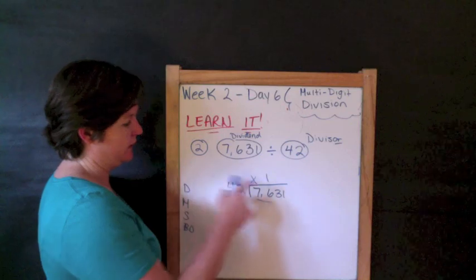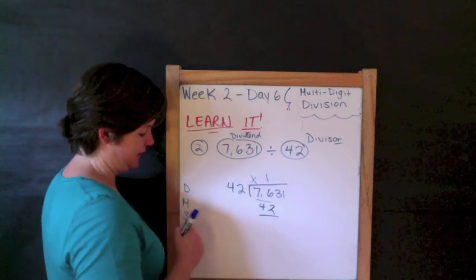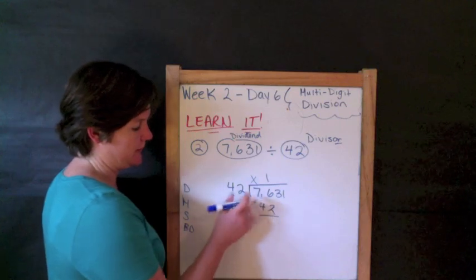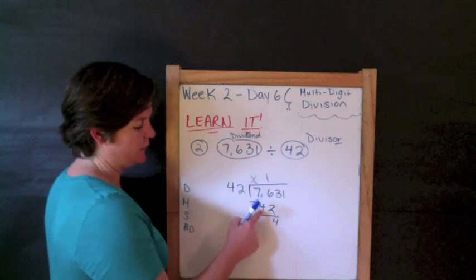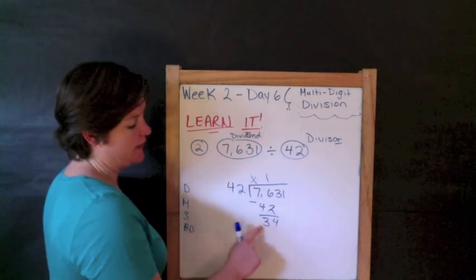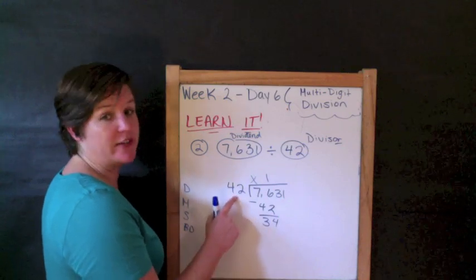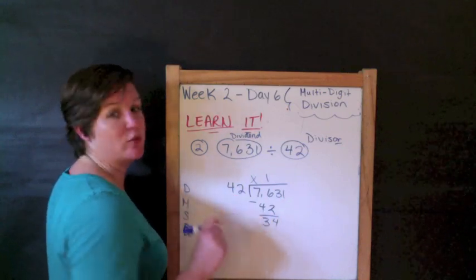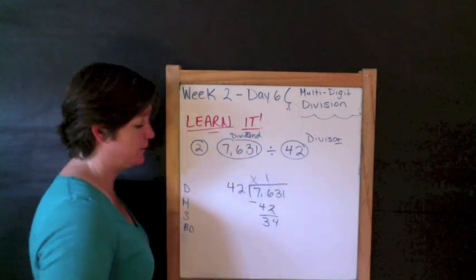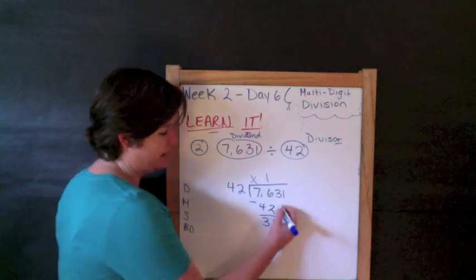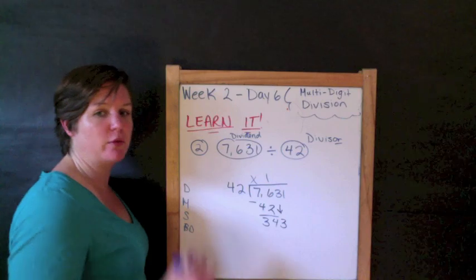Now I'm multiplying. 1 times 42 is 42. I subtract those two. 6 minus 2 is 4. 7 minus 4 is 3. And right here, my difference is 34, which is smaller than my divisor. As long as this is smaller, it means that you divided correctly. After I subtract, I bring down my next digit, which would be the 3. Bring that 3 down. Now I have 343.